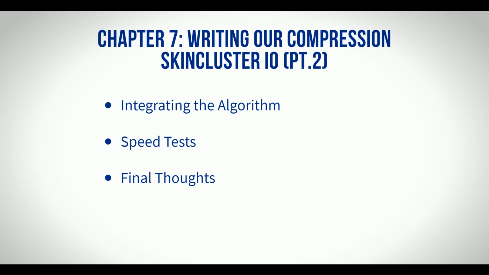Lastly, in Chapter 7, we'll be finishing up our compression skin cluster IO, where we'll be integrating the algorithm that we spoke about in the last chapter. Then we'll be performing speed tests between the JSON skin cluster IO and our compression skin cluster IO. And then lastly, we'll just go over some final thoughts in ways that we can apply not only this skin cluster IO to our work, but how we can apply the concepts, methods, workflows, and tools that we've learned in this series to the rest of our work in the studio or in our personal projects.